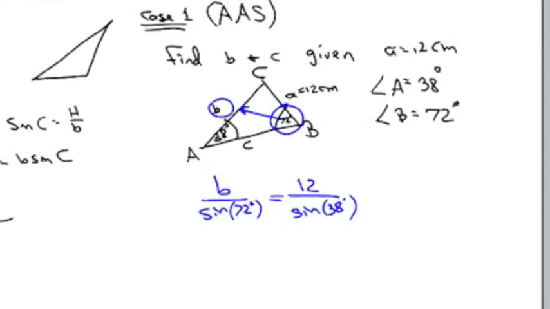All right, and then solve. Cross multiply. Well, you're solving for B, so just multiply both sides by sine of 72. So this becomes 12 sine of 72 over sine of 38. And you just type it in your calculator. Now, this has to be in degree.